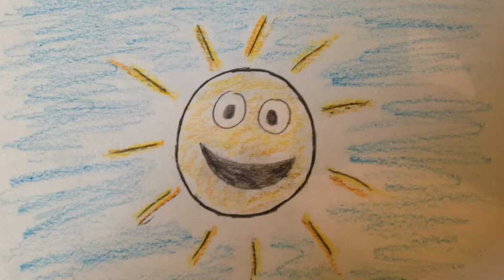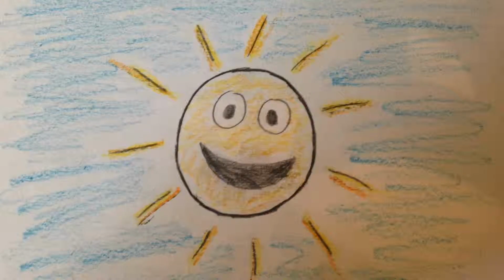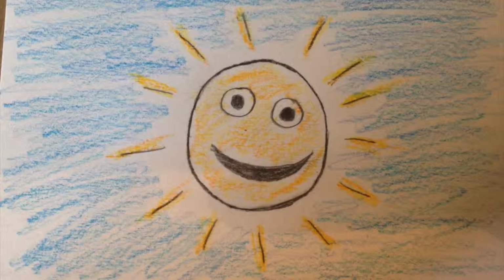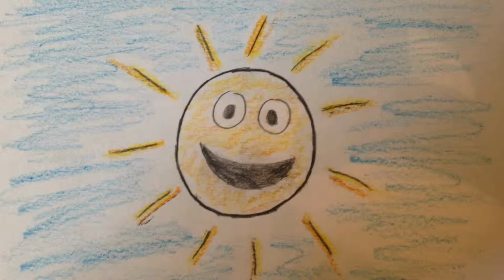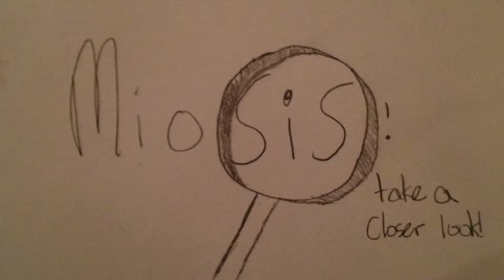So in interphase, we have everything in the cell getting larger and increasing supply of things so that we have enough proteins and organelles when the cell actually does divide. And then the mitotic phase happens. This is only about 10% of the cell cycle though. Mitosis is the first part of the mitotic phase. Let's take a closer look at mitosis.